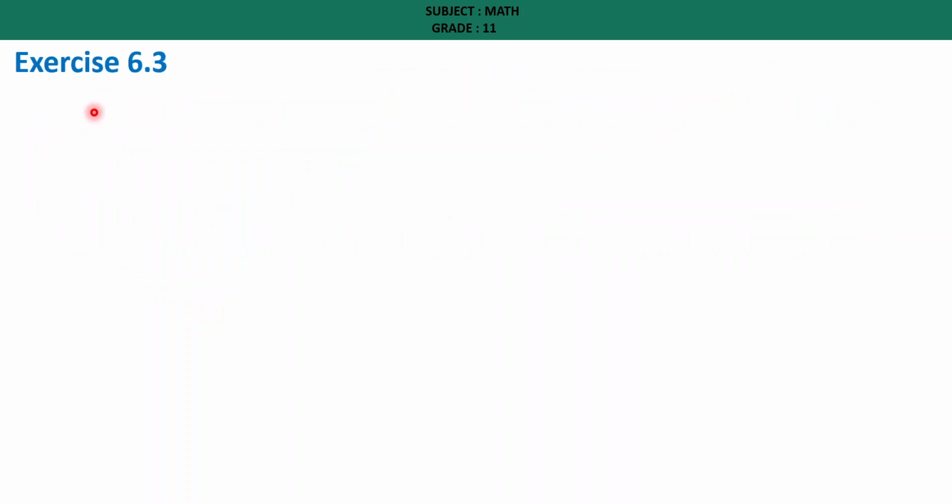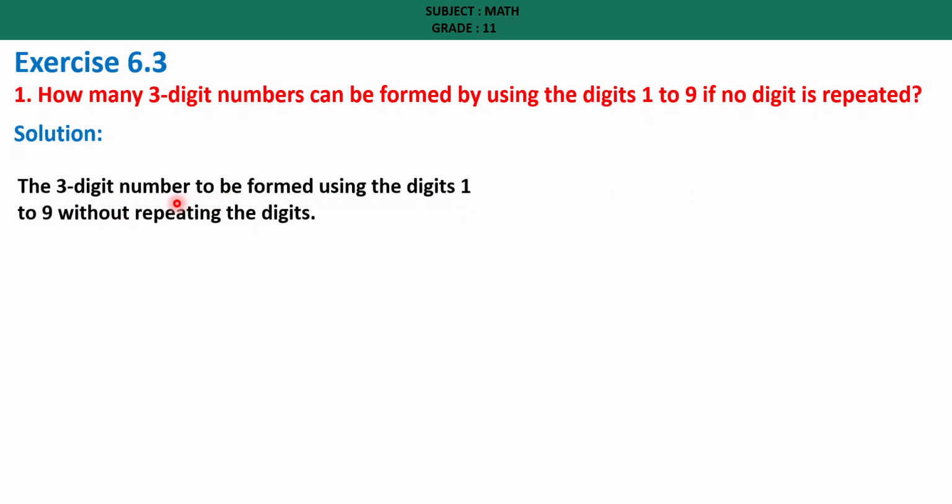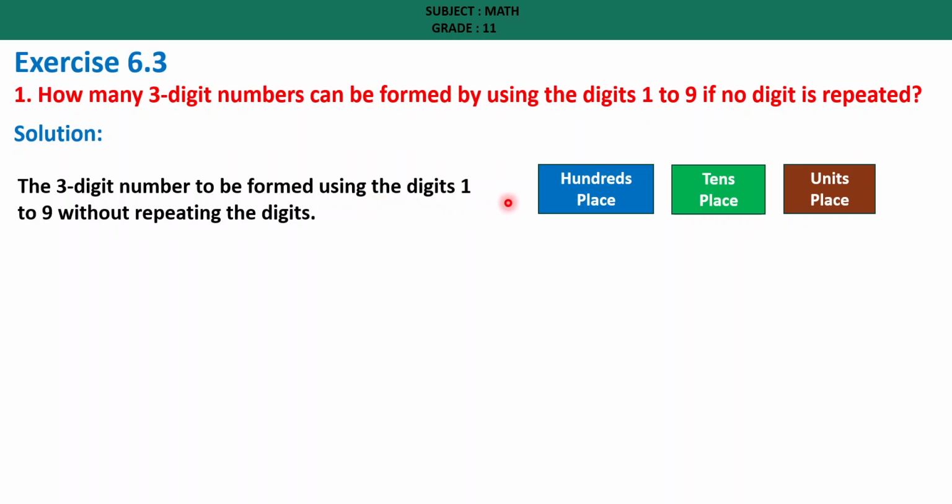Let us start exercise 6.3 question number 1. How many 3-digit numbers can be formed by using the digits 1 to 9 if no digit is repeated? Solution. The 3-digit number is to be formed using the digits 1 to 9 without repeating the digits. It will have a hundreds place, tens place and units place. In the last exercise we observed that in the hundreds place we can fit 1 to 9 because no 0 is involved, so all 9 options we can use.